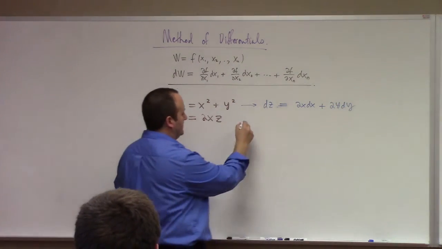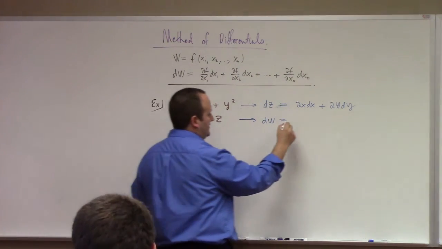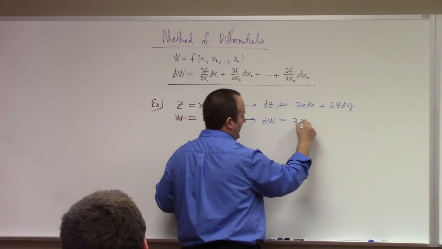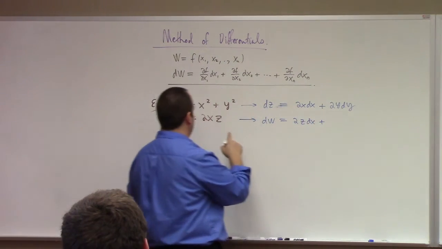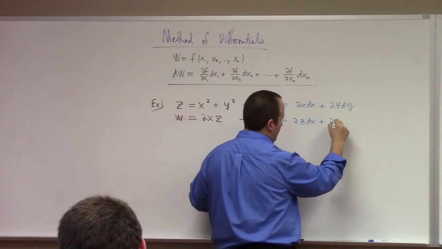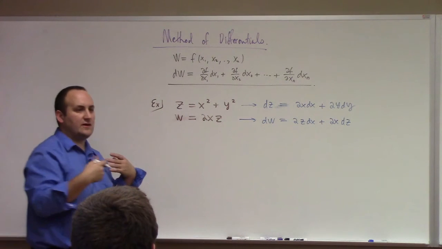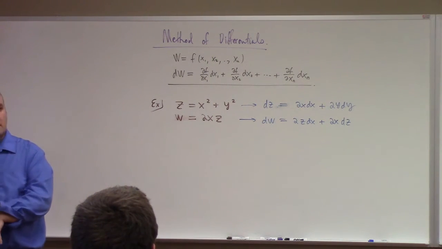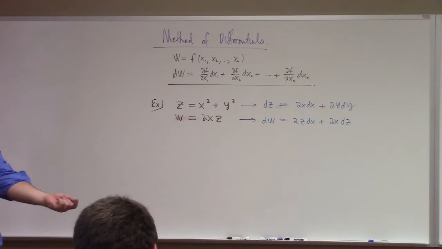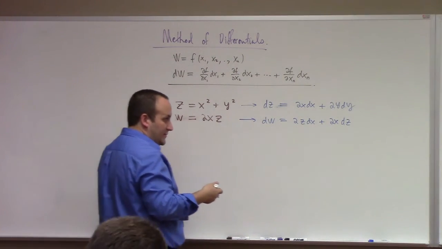This one gives me what? It gives me dw is equal to what? 2z dx plus what? 2x dz, right? And so this is the linearized equation. It'll be linear in the differentials. There's no square of a differential. You just have dx, dy, dz, dw.